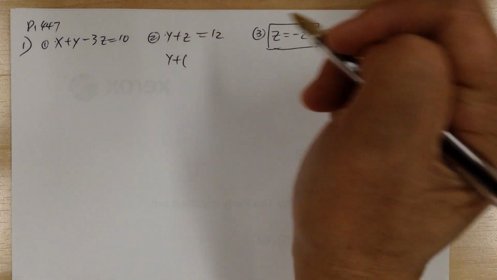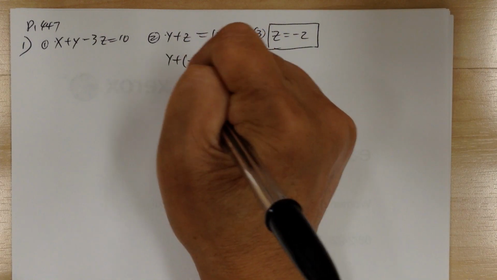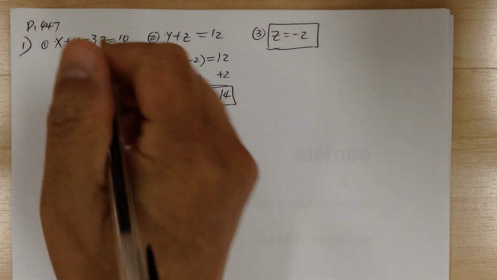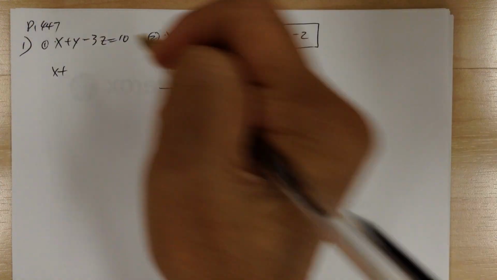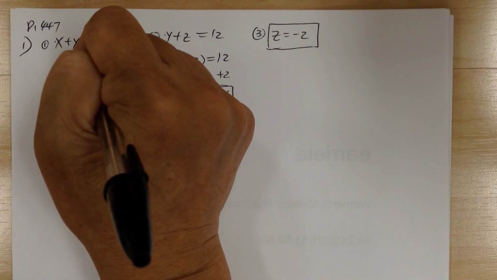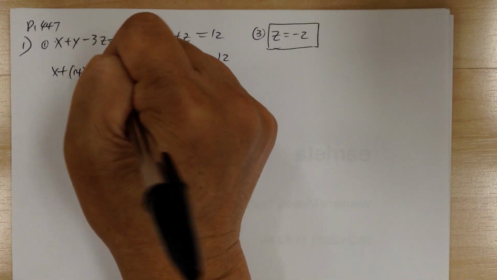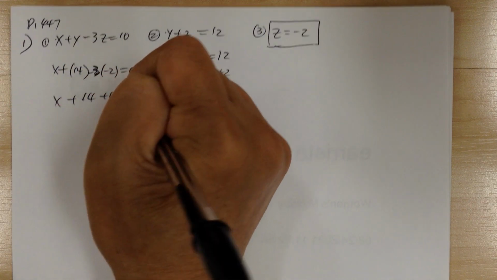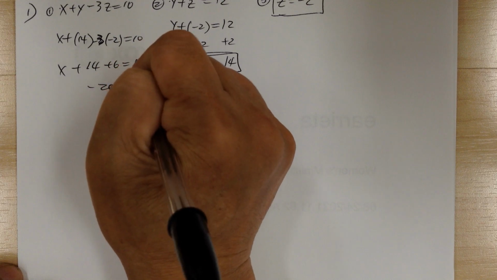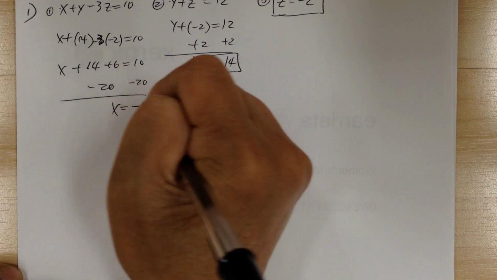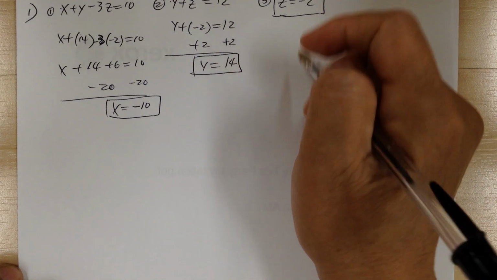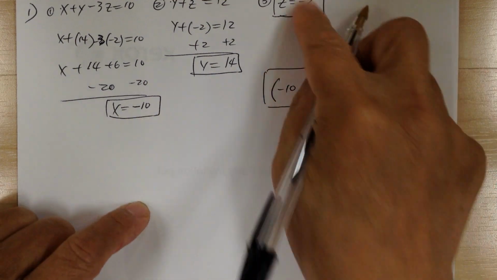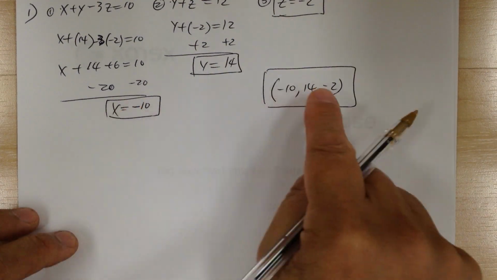So you got y plus negative 2 equal to 12. Then you plus 2 on both sides. So you got y equal to 14. And then just substitute back one more step. So you got x plus 14 minus 3 times negative 2 equal to 10. So you got x plus 14 plus 6 equal to 10. So minus 20 on both sides. So you got x equal to negative 10. Okay. Now if you're going to put in the coordinate form, then you get negative 10, comma 14, negative 2. Okay. So you can do either one. You don't have to do both. Okay. You can do this way or this way.